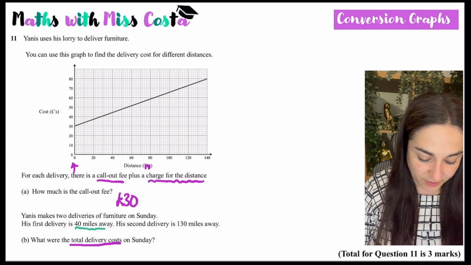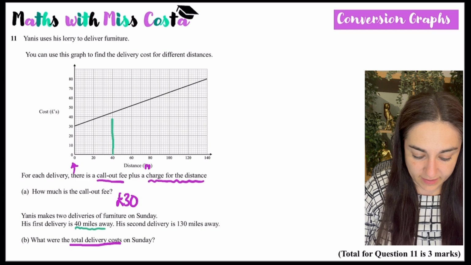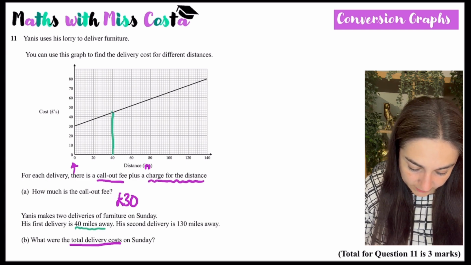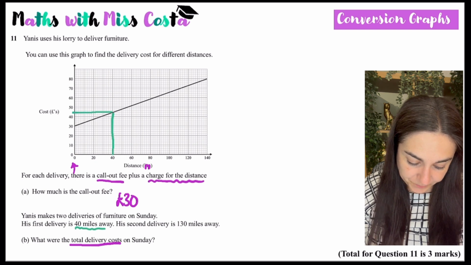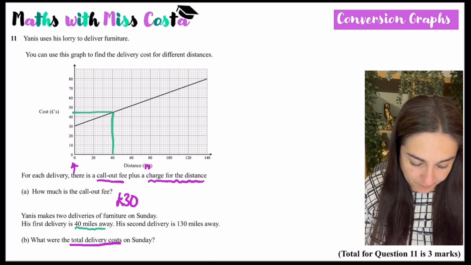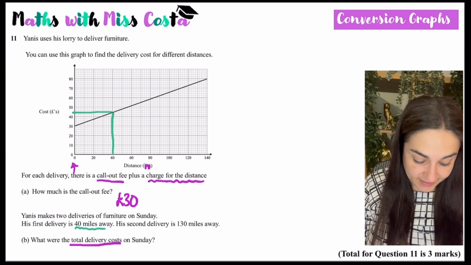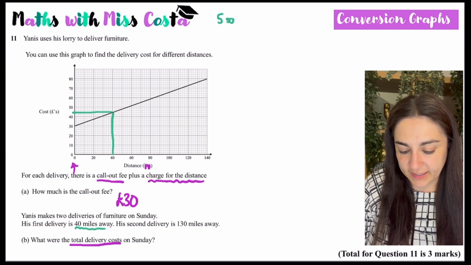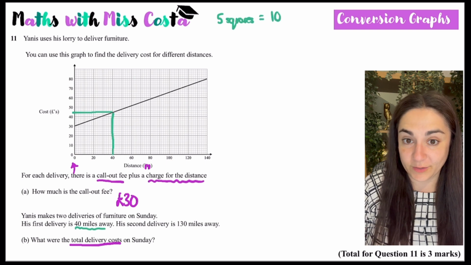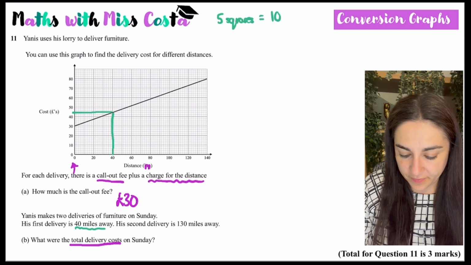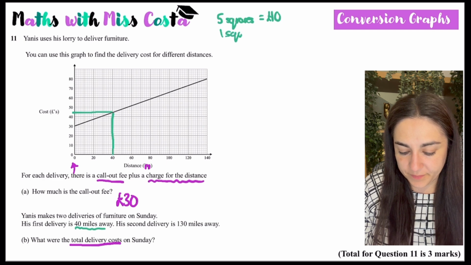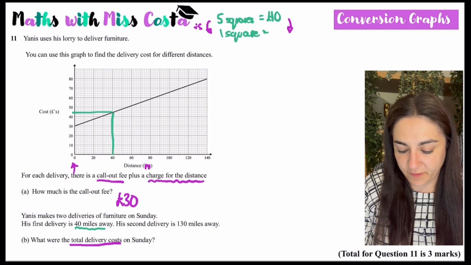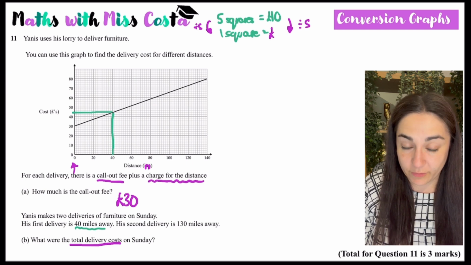And the way we do this is we go to 40 miles and we draw a straight line up to the graph, and then we go across to read it. So my line's very thick, but between each 10, like between 40 and 50, there are 5 little squares. So that must mean that 5 squares represent £10. Therefore, 1 square is going to represent, if I divide by 5, 10 divided by 5 is 2. So 1 square represents £2.